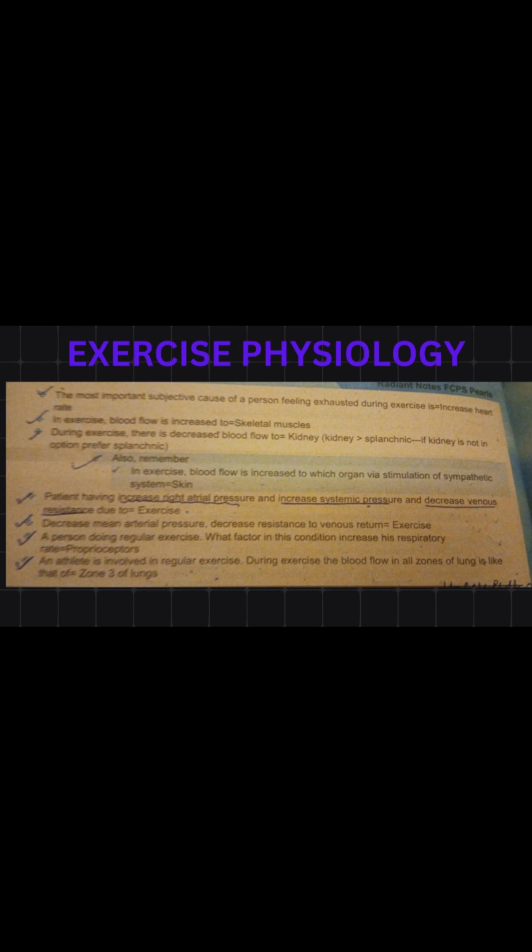So if an MCQ is asked that an athlete is involved in regular exercise, during exercise the blood flow in all zones of the lung is like zone 3 of the lungs. A person doing regular exercise, what factor in this condition increases respiratory rate? So there are going to be proprioceptors that are going to cause the increase in respiratory rate.